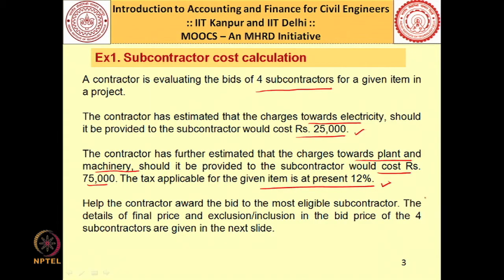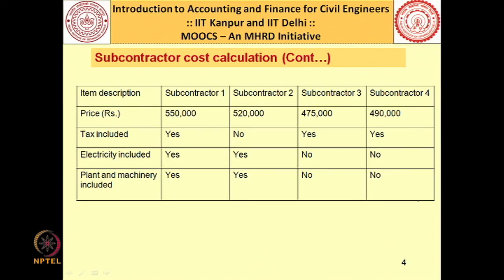Now, as I told you, I have invited the bid from 4 subcontractors and let us say I have got these bids from them. The first contractor has given me a bid of 5,50,000, the second one has submitted a bid of 520,000, the third one has given me a bid of 475,000 and the fourth subcontractor has given me a bid of 490,000 against the set of items for which I have invited the bid.